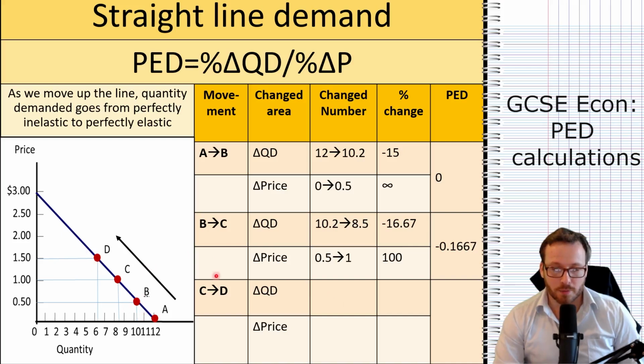And finally, when we go from C to D, we're getting an even bigger increase. It's still considered inelastic. We've still got further to go. But at this point, we can see elasticity increases again using the same idea.